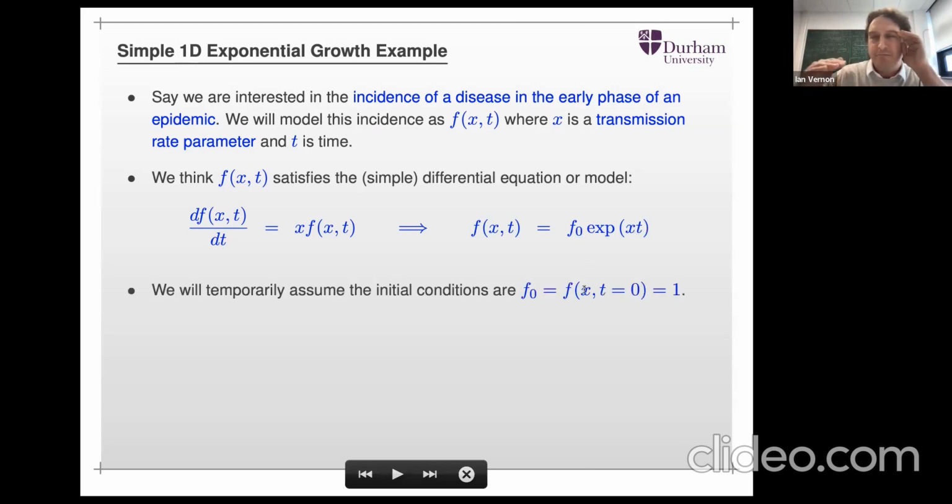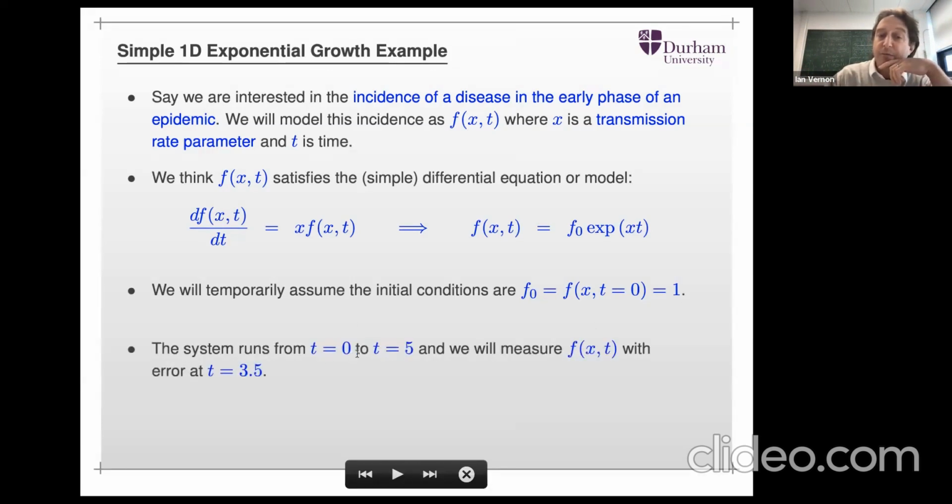Now, it's a bit like the start of an epidemic. Obviously, it doesn't even handle herd immunity or whatever, but I just want something really simple so you can see it and so we can talk about it. So we'll temporarily assume the initial condition is equal to 1, and we'll let the system run from t = 0 to 5, and we'll say we're going to measure the system with error at t = 3.5. So the model features this input parameter x, which we want to learn about.